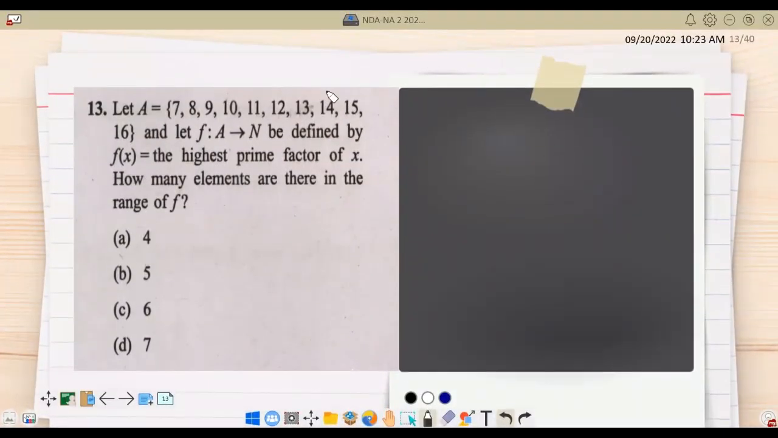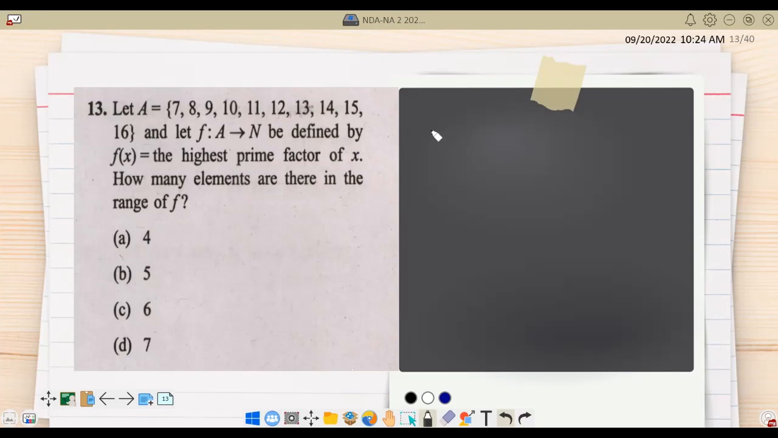Now we're going to see the 13th question. Let A be a set which has the elements 7, 8, 9, 10, 11, 12, 13, 14, 15, and 16. A function is defined such that the function should be the highest prime factor of x. For example, for 7, 7 is the highest prime factor. For 8, it's 2 into 2 into 2, so 2 is the highest prime factor. For 9, it's 3 into 3, so 3 is the highest prime factor. So this is the function. What will be the range? How many elements are in the range of this function?